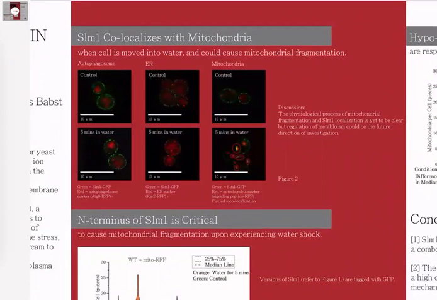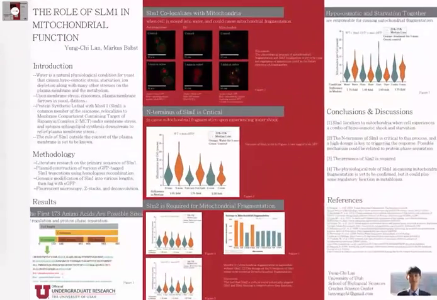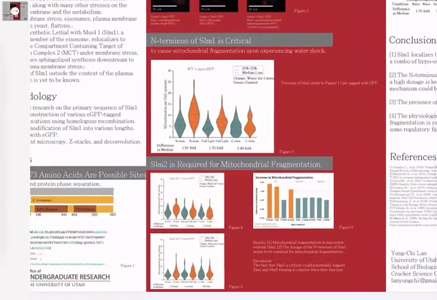The key finding is that Slm1 localizes to mitochondria when the cell is moved from standard condition into water, causing mitochondrial fragmentation. Following the finding, we further identified the N-terminus of Slm1 to be critical for mitochondrial fragmentation. Slm2, the paralog of Slm1, is also essential to cause the phenotype.